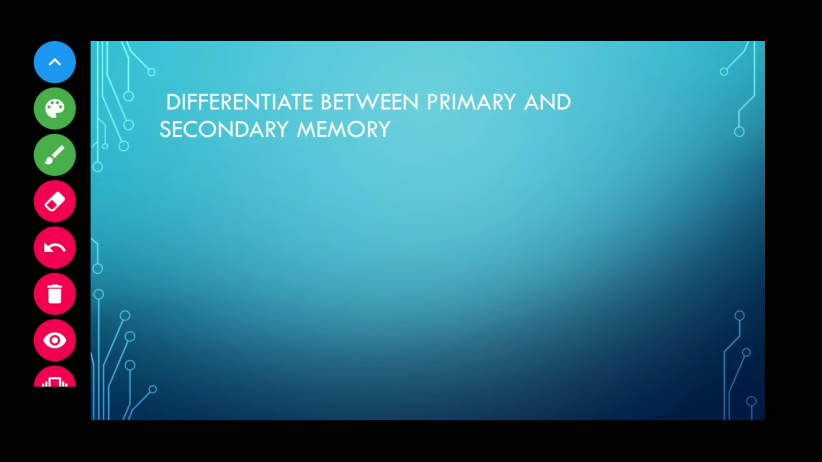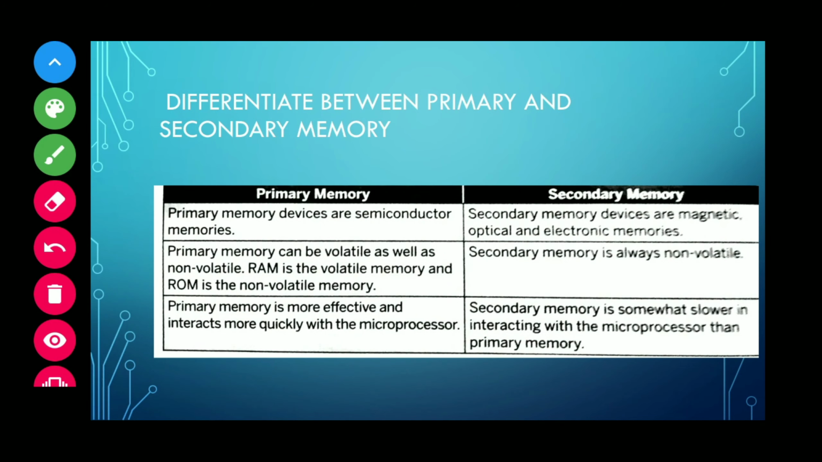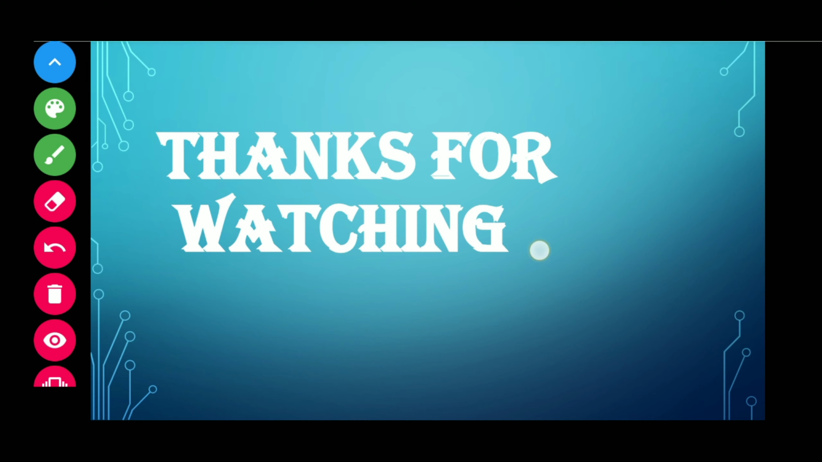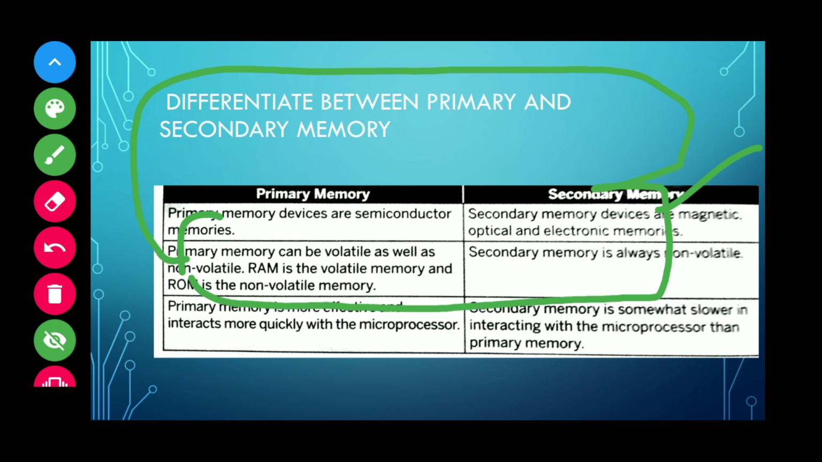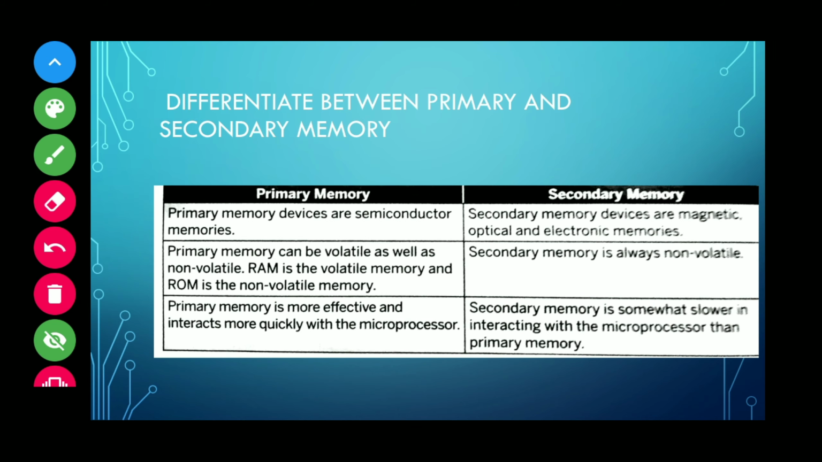Differentiate between primary and secondary memory. This answer is very simple. It is given in a book. That is primary memory. I'm just repeating this. Okay, so you can understand this. This is the whole answer. Primary memory devices are semiconductor memories. Secondary memory devices are magnetic, optical and electronic memories. Primary memories can be volatile as well as non-volatile, because RAM is volatile and ROM is non-volatile. Secondary memory is always non-volatile.